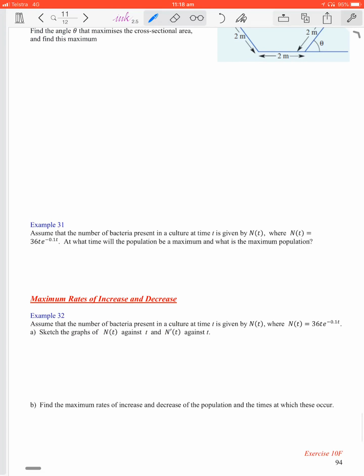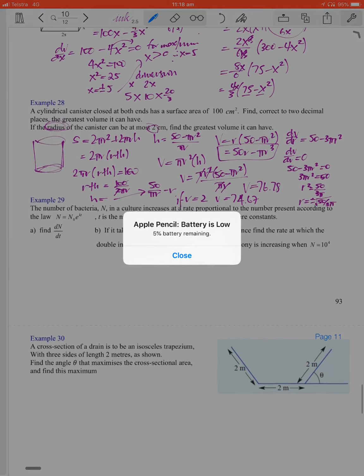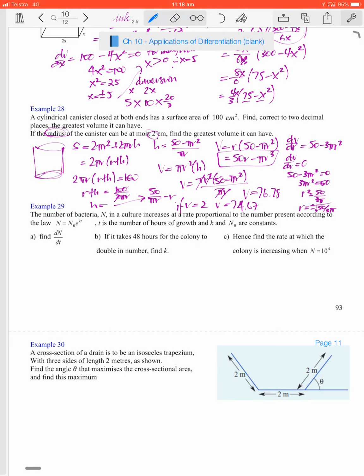Okay, we are slowly getting there. Oops, I'm going to have to talk and charge my pen at the same time.